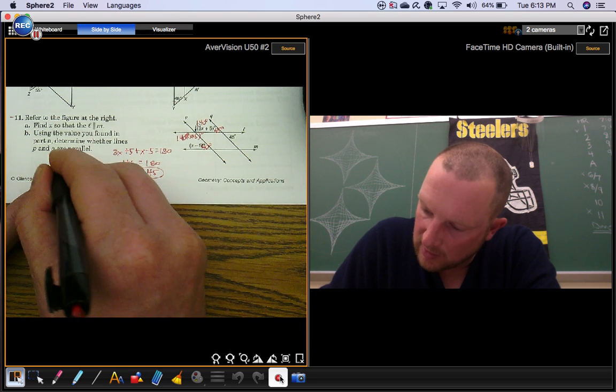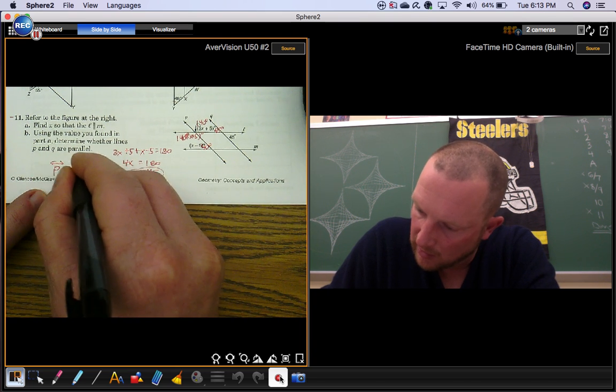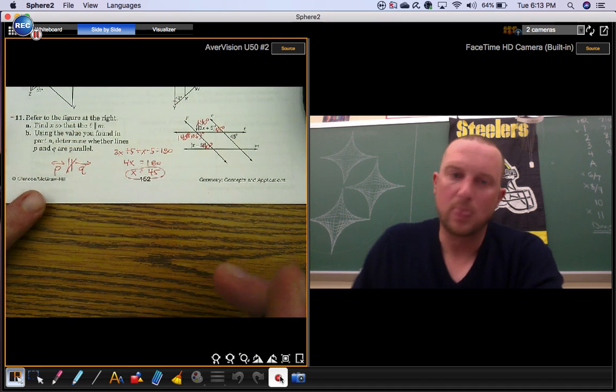So we'll write it like this. Line P and line Q are not parallel.